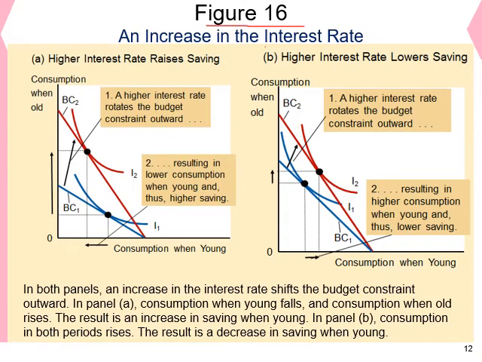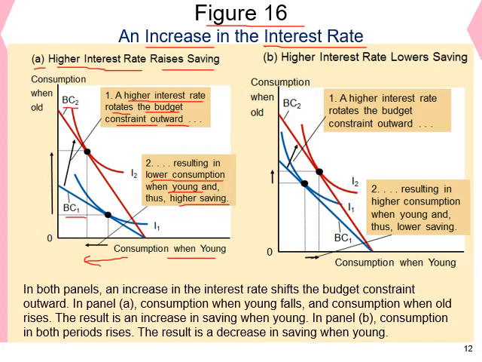Figure 16 displays an increase in the interest rate. Panel A shows a higher interest rate raises saving. A higher interest rate rotates the budget constraint outward from BC1, the blue line, to BC2, the red line, resulting in lower consumption when young. Consumption will decrease when young, and that means higher saving.